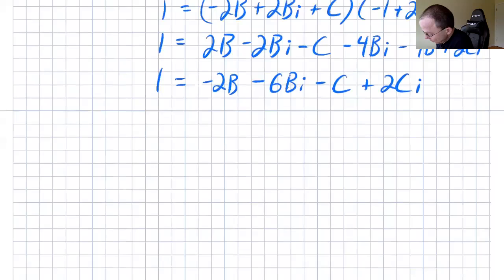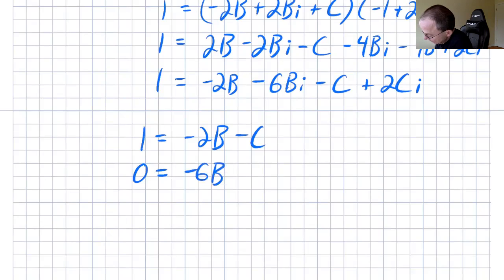Okay, great. So now on the left-hand side, we have the real part is 1. And on the right-hand side, the real part is -2b minus c. So we get -2b minus c. And the imaginary part, we have 0 is equal to -6b plus 2c. Okay, so we end up getting this 2x2 linear system. And we need to solve this for the c and the b.